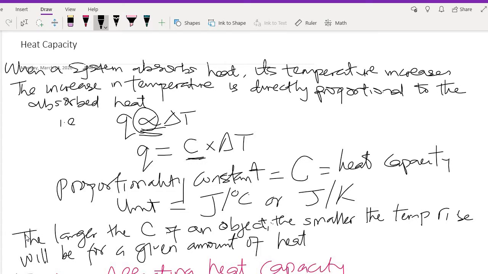The unit of heat capacity is joule per degree C or joule per Kelvin. The larger the C, the heat capacity of an object, the smaller the temperature rise will be for a given amount of heat.